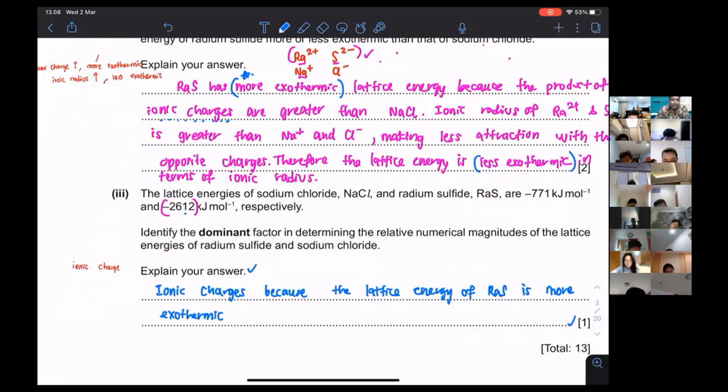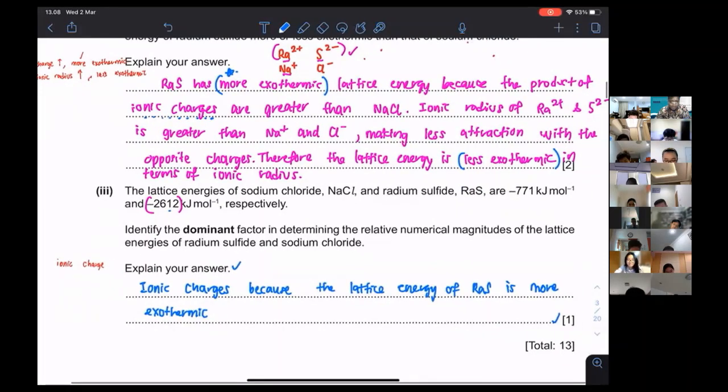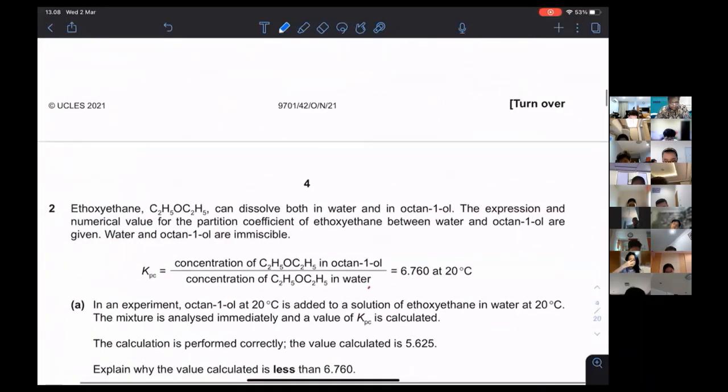Okay, Ashley? Yeah. So let's move on. Question number 2. You see, very slow and steady. I started 8 minutes late just now, so maybe 30 minutes for one question. Just relax. I find it better and it's not too rushing.